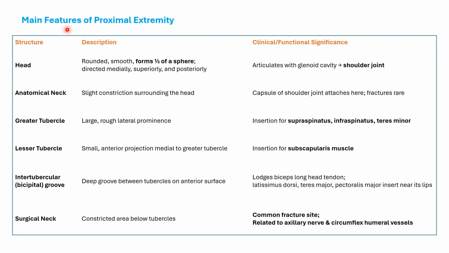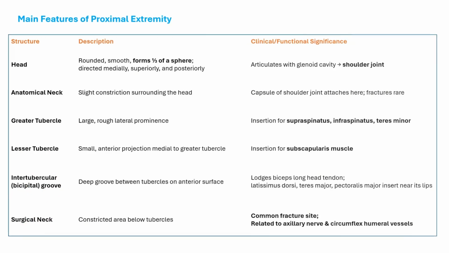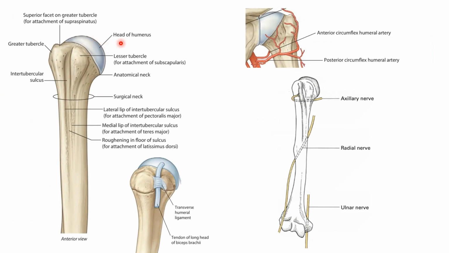Now we learn about main features of the proximal extremity. The proximal extremity has the head, anatomical neck, greater tubercle, lesser tubercle, intertubercular sulcus or bicipital groove, and surgical neck. You can see this is the head of the humerus, this is the anatomical neck, this is the greater tubercle, this is the lesser tubercle, this is the intertubercular sulcus or bicipital groove, and this is the surgical neck.